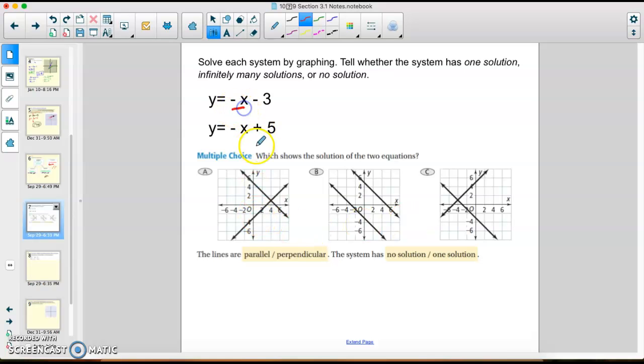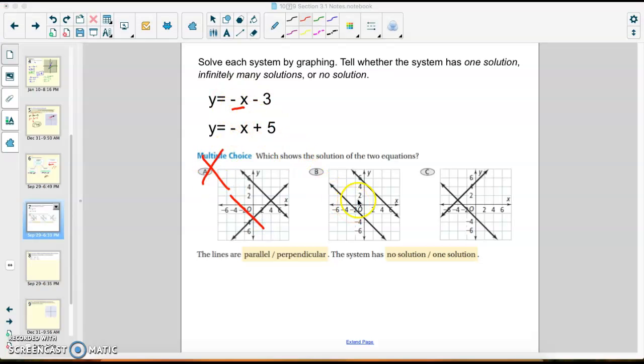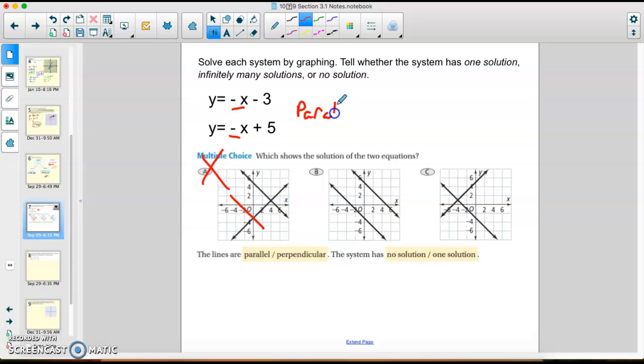Our slope is -1, so we're supposed to be going down 1 and over 1. It's supposed to have a downhill slant to it. Okay, so this one's out because the slope is negative. Okay, now for the other ones, they both intersect at -3, and they appear to have the same slope here. So let's just take a glance at the slopes for both of these lines. We have the same slope, don't we? And so when we have the same slope, that indicates that they're parallel, right? And so B would be our solution. The lines are parallel, and the system has no solution because they never intersect.